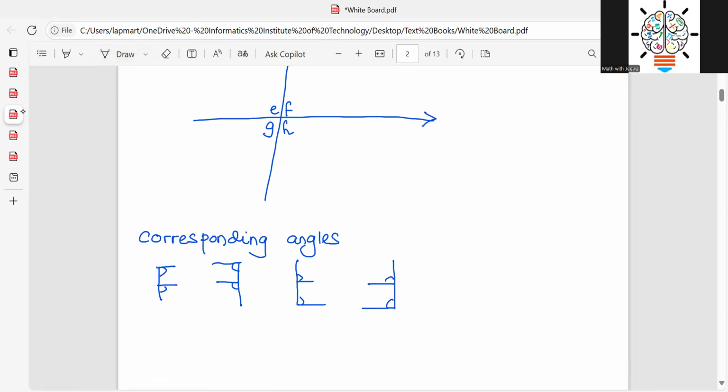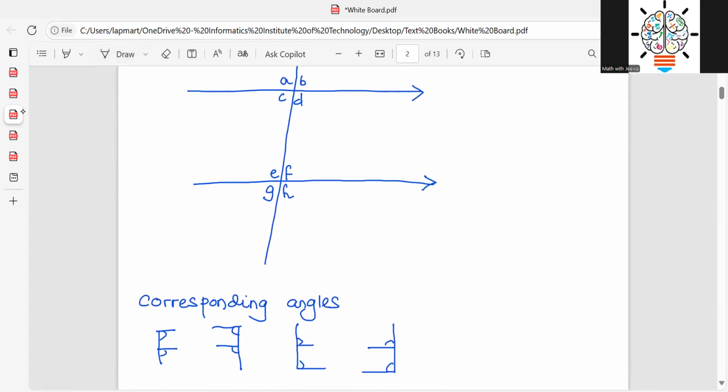So then these are equal. Now, based on this, you just go through this. You'll see what is the first one I can mark. You just look at the shape and write down. So what is the first pair I can write? D is equal to H.